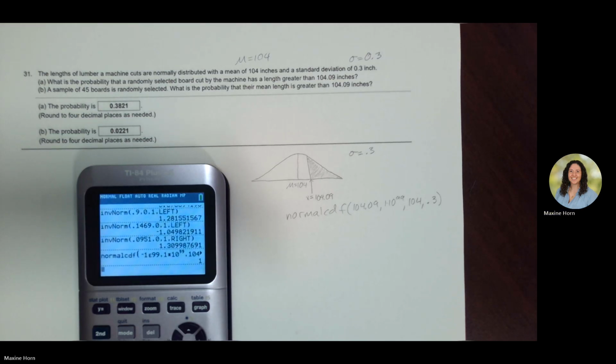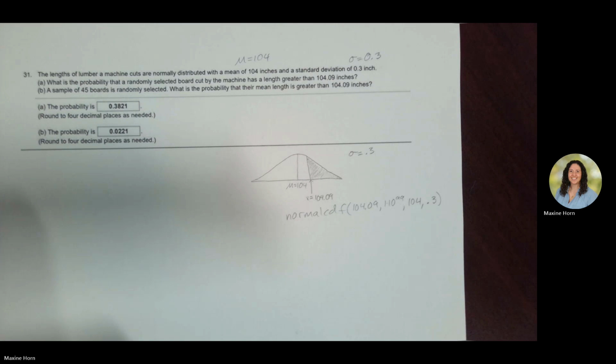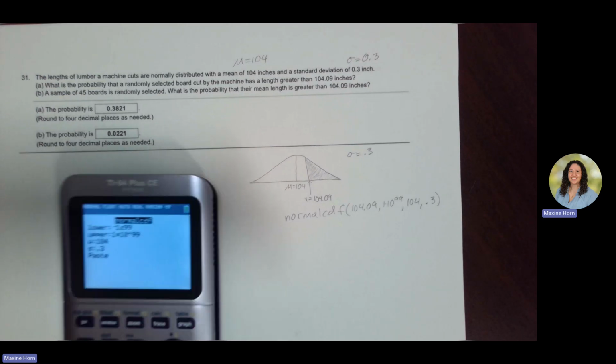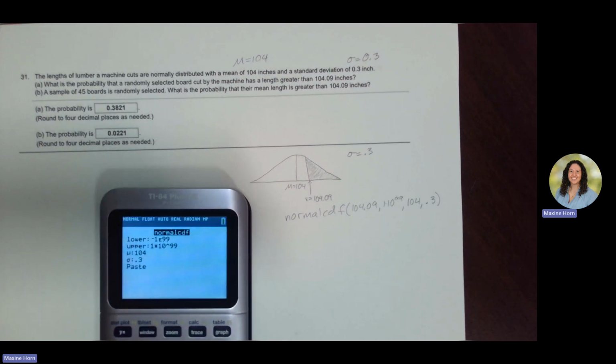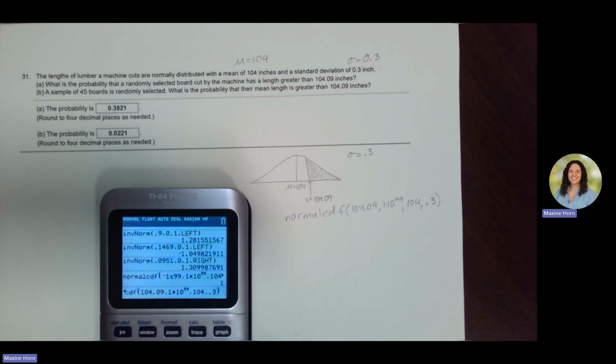Whoops. I think I put something in wrong here. Hold on. Let me go back and see what I plugged in wrong. Oh, because I didn't actually plug in my lower bounds. I must have just said it and not typed it in. 104 point, is it 09? Yeah, 09. That makes a difference. Let's try that again. There we go. That's better.